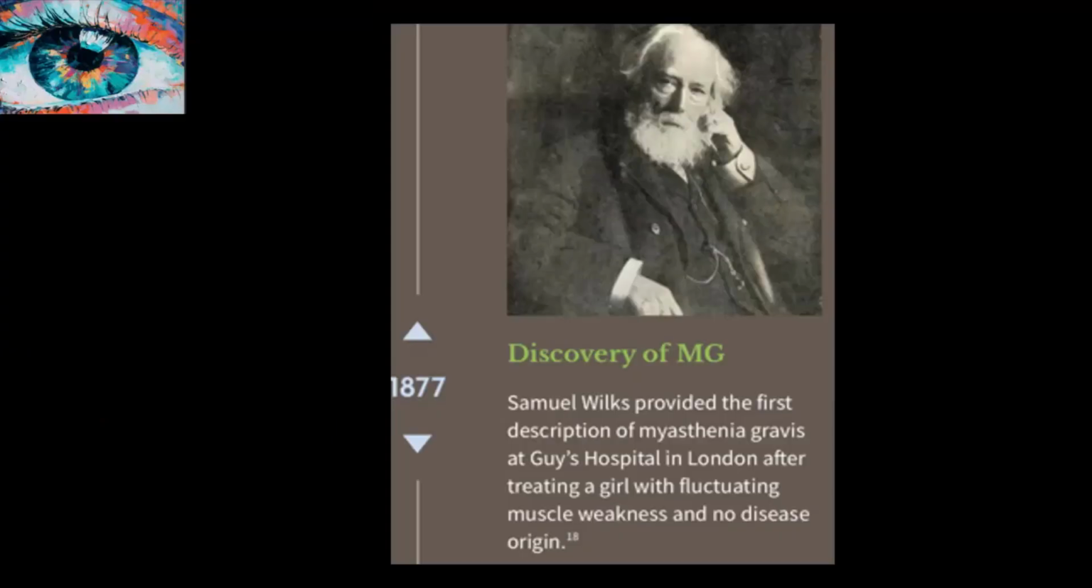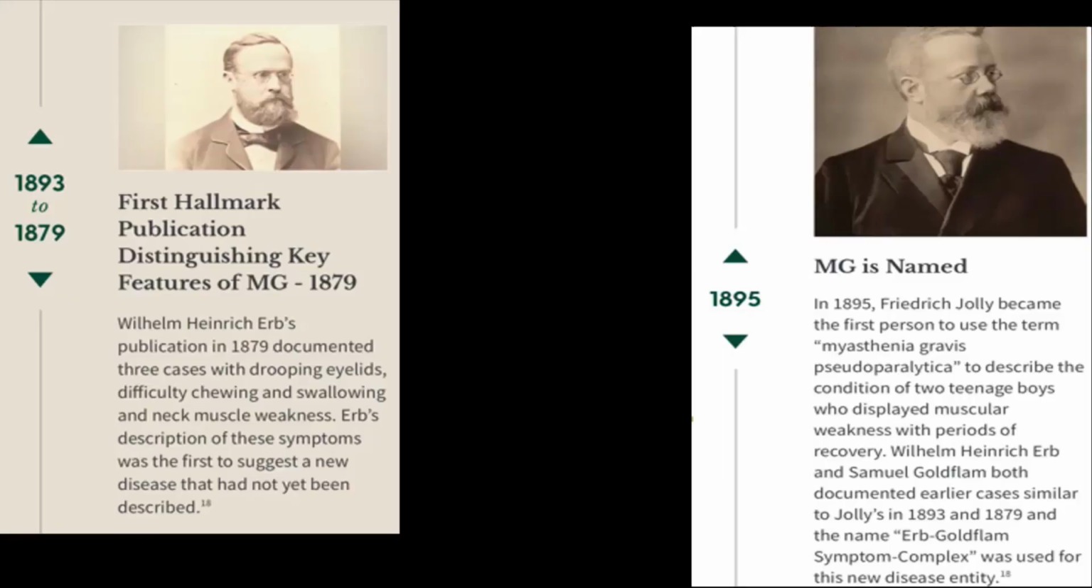The first ever case publication of myasthenia was from Guy's Hospital, London. Many case reports were published as initial case reports from Guy's Hospital, London. Subsequently, many hallmark publications came on myasthenia gravis. Initially, myasthenia gravis was called Erb-Goldflam disease, and subsequently it was named myasthenia. The interesting part is that the word myasthenia gravis is derived from both Greek and Latin. Myasthenia means muscle weakness and gravis means severe. So myasthenia gravis is severe muscle weakness.